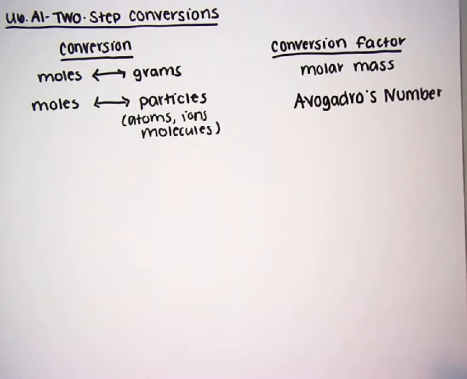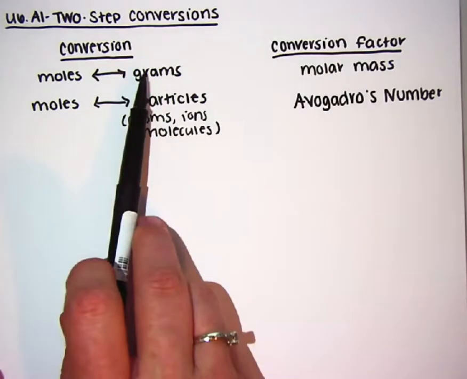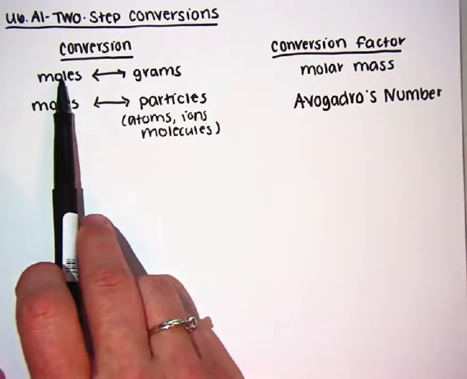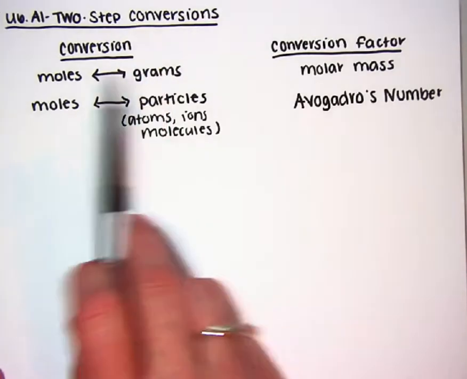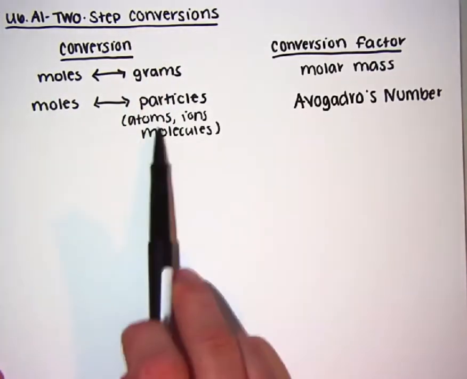So what we're doing now is we're going to do two-step problems. So instead of converting from grams to moles, we might convert from grams to moles to atoms.